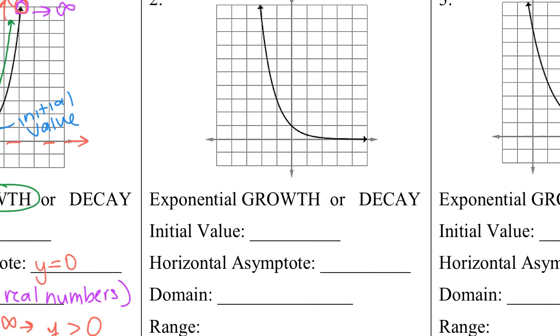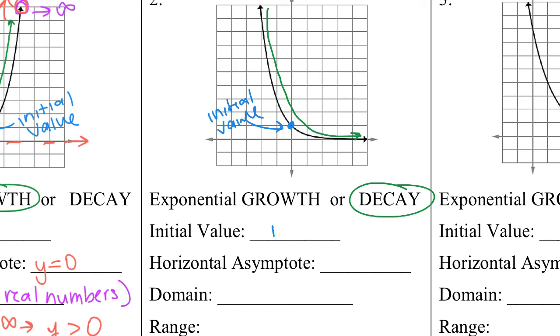Example 2. Is this growth or decay? So it is decay, because if we read left to right, we are falling. We're going down the roller coaster. So this is decay. The initial value is still the y-intercept, so it's still this point here. This is the initial, which is a 1 in this case as well.